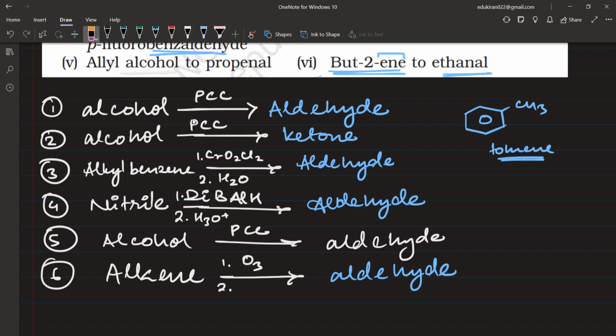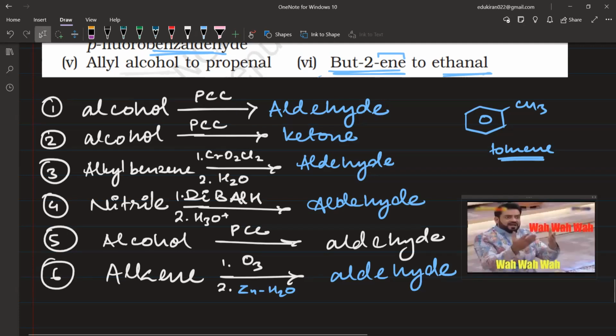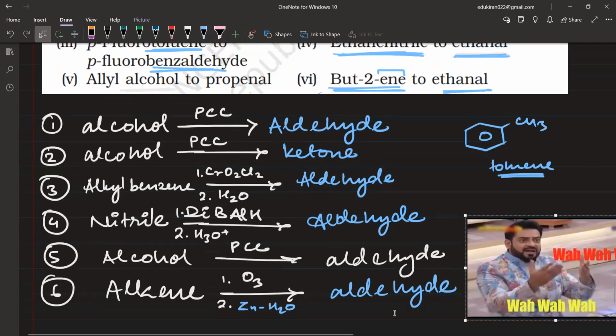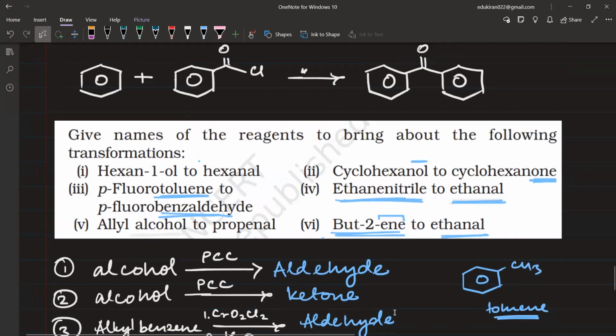Zinc H2 डालेंगे, H2 नहीं डालेंगे, zinc H2. Could you scroll up a bit? So this is for you, Sarah Parveen. Wow. Like that means you remembered from Friday. चलिए.